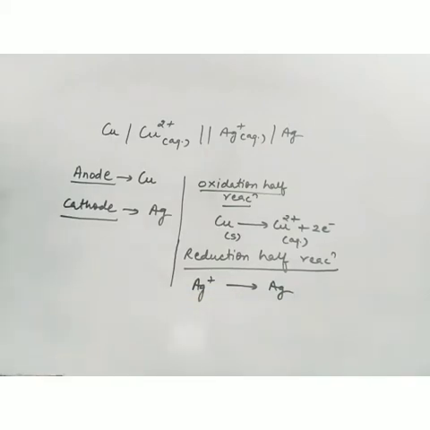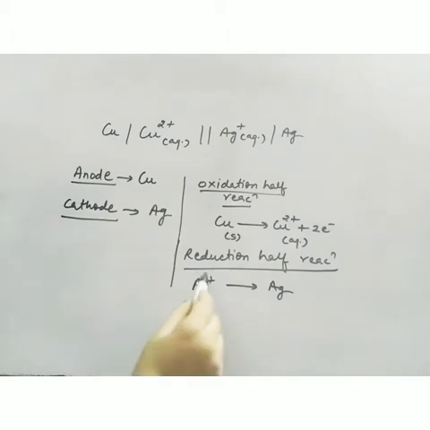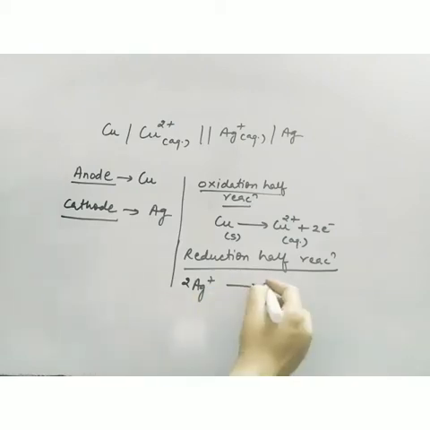But we have to balance it further because in the oxidation 2 electrons are lost here, and in the reduction also the number of electrons should be the same. So I will write 2 here, then I will write 2 here. And how many electrons should I write here? 2 electrons. Now the number of electrons are balanced. We can cancel these electrons. So this is the oxidation half reaction, this is the reduction half reaction. Now add these two half reactions.